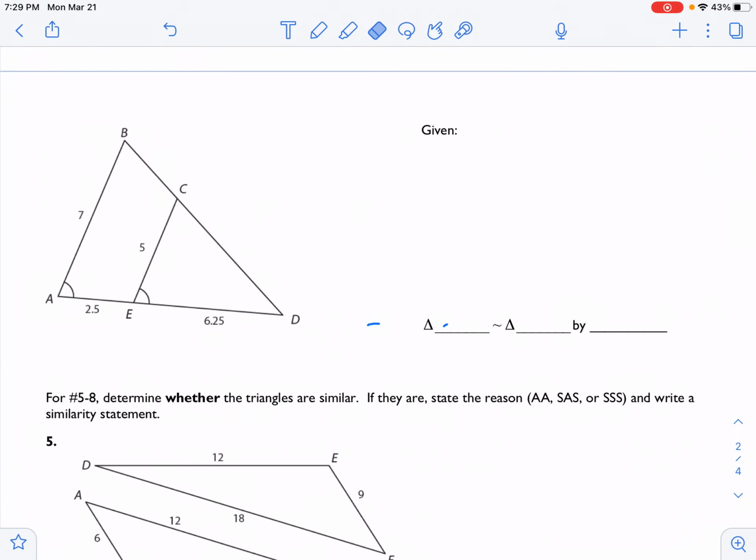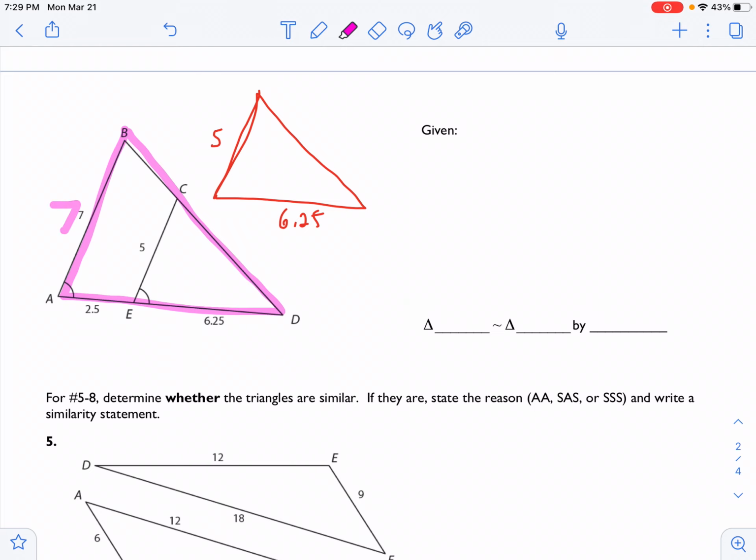Here's one more. We have 2 triangles on top of each other, and you could actually pull this one out if you wanted to. This is 5, this is 6.25. So here's our triangle, and you could do the red triangle and the pink triangle if you wanted to. This side would be 7. This side would be the 2 little pieces added up, so 8.75. 2.5 plus 6.25.